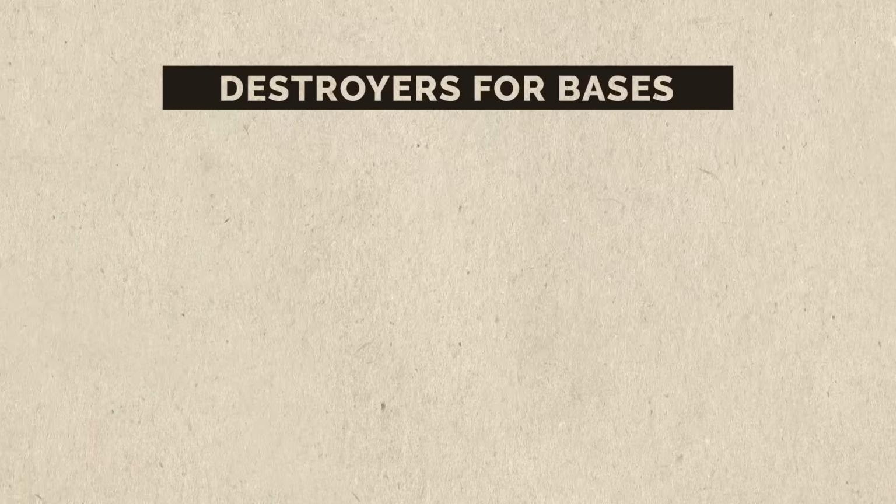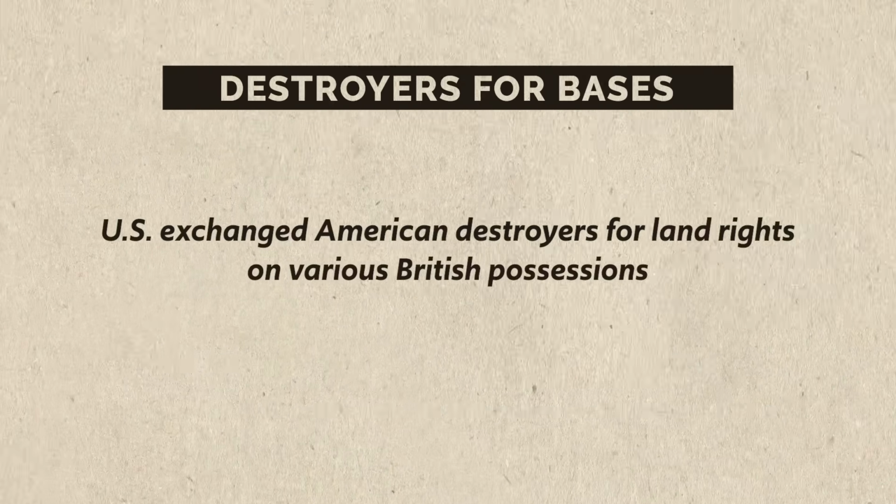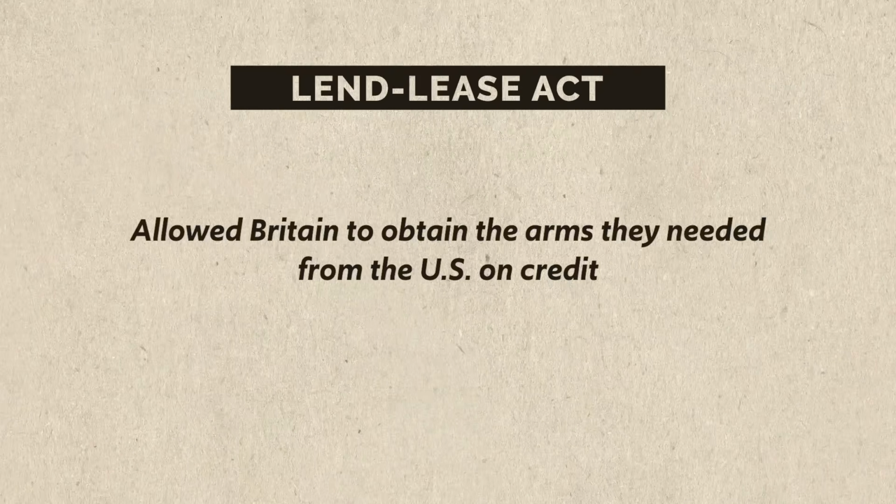And since Britain effectively controlled the seas, this policy was actually there to aid Britain. Then at the point when Britain was running dangerously low on cash to continue these payments, Roosevelt and Prime Minister Winston Churchill worked out the Destroyers for Bases program. Under this deal, the U.S. exchanged American destroyers for land rights on various British possessions. And then finally in 1941 came the Lend-Lease Act, which allowed Britain to obtain arms that they needed from the U.S. on credit. So technically, the United States was neutral in all of this, but nobody was fooled when it came to where America's loyalties lay. Clearly, they were on the side of Britain and the Allied powers.